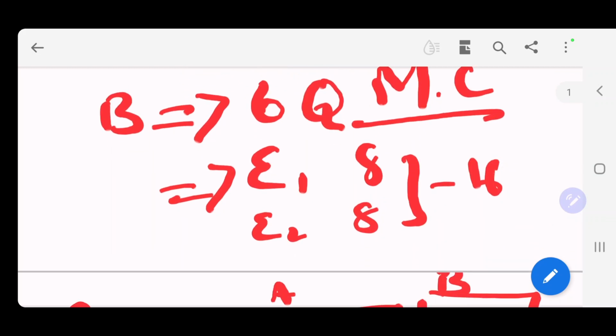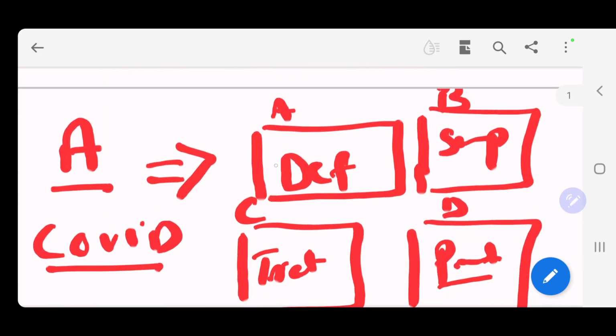And for part C, you can say two extracts, extract 1 and extract 2, and there are total of 16 questions. Let's start with part A.